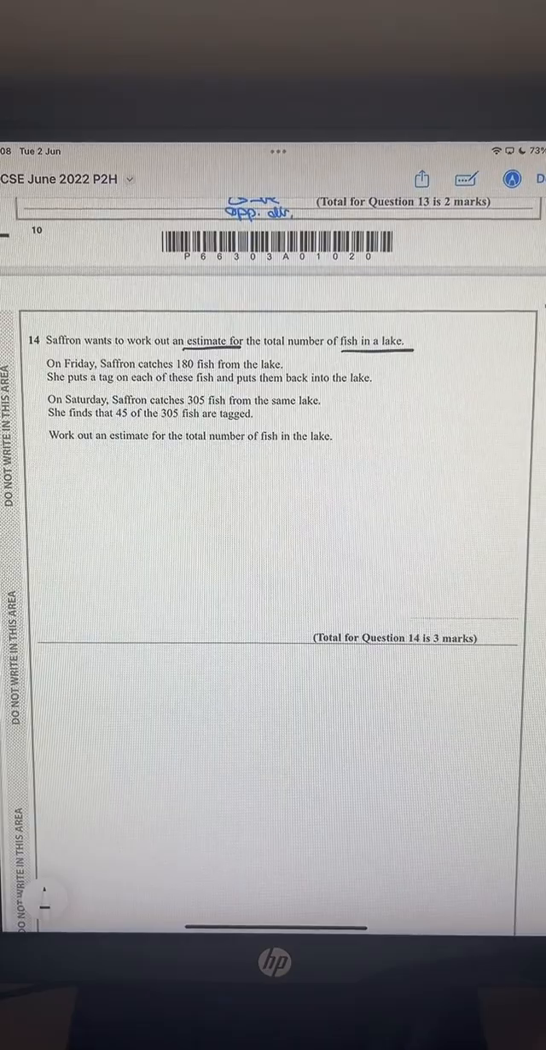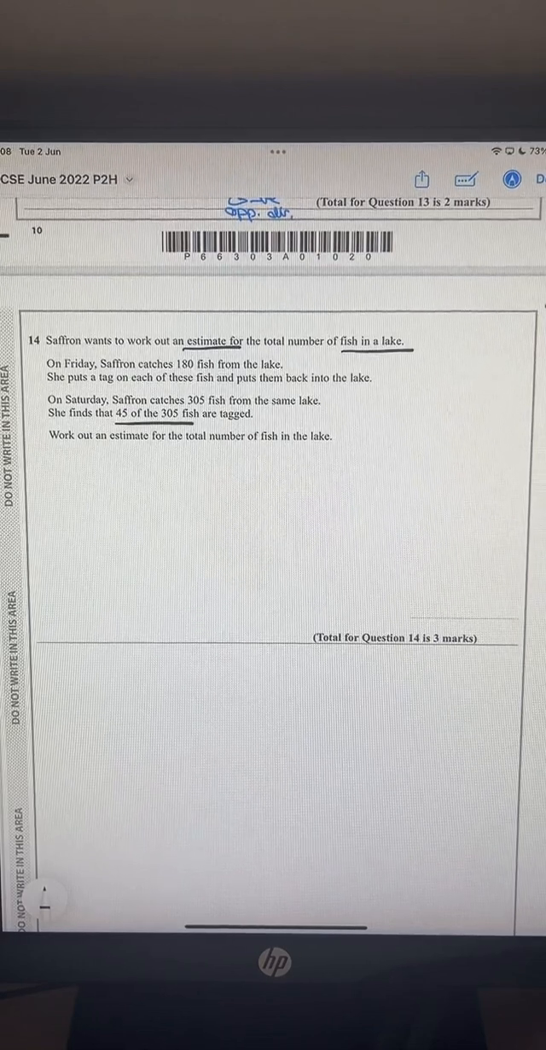On Friday, Saffron catches 180 fish. She puts a tag on each of these fish and puts them back into the lake. Sounds like abuse to me. On Saturday, Saffron catches 305 of these fish from the same lake. She finds that 45 of the 305 are tagged. Work out an estimate for the total number of fish in the lake.